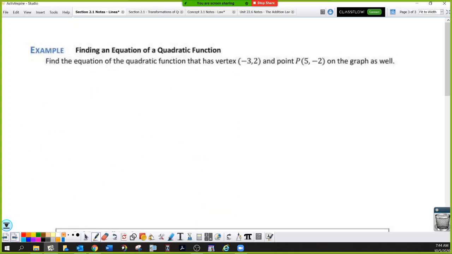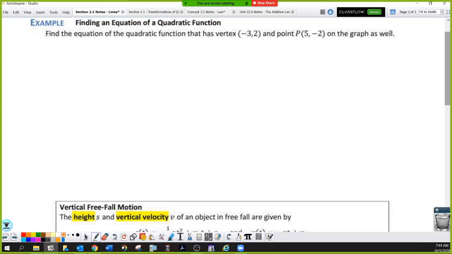And on to the last page. It says find the equation of the quadratic function that has vertex -3, 2 and some other point P 5, -2 on the graph. All right, no big deal. Did I do this in vertex form? I did. F of x equals a times x minus h squared plus k. So here is vertex form of a quadratic. Our vertex, which is given to us, is always going to be h comma k. So our h value is -3 and our k value is 2.